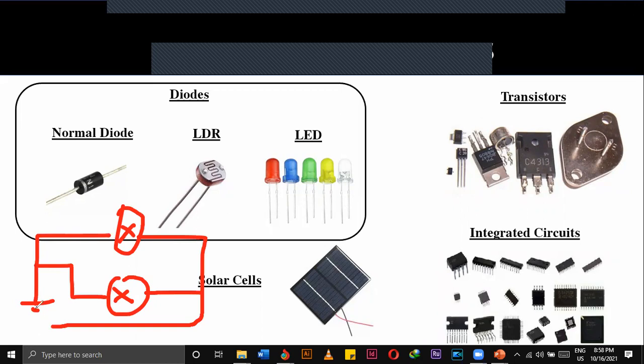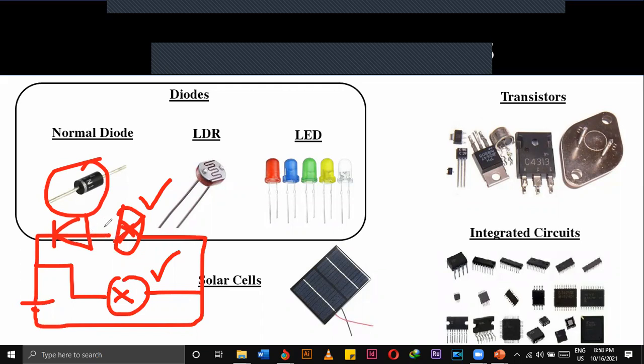What will happen? If the battery can supply the voltage to the bulbs, then these 2 bulbs will be turned on. Let's say you want to restrict the flow of current so that it does not pass to this bulb. Then you have to obtain this kind of diode and put it here. If you put a diode like this, then this bulb will not be turned on.